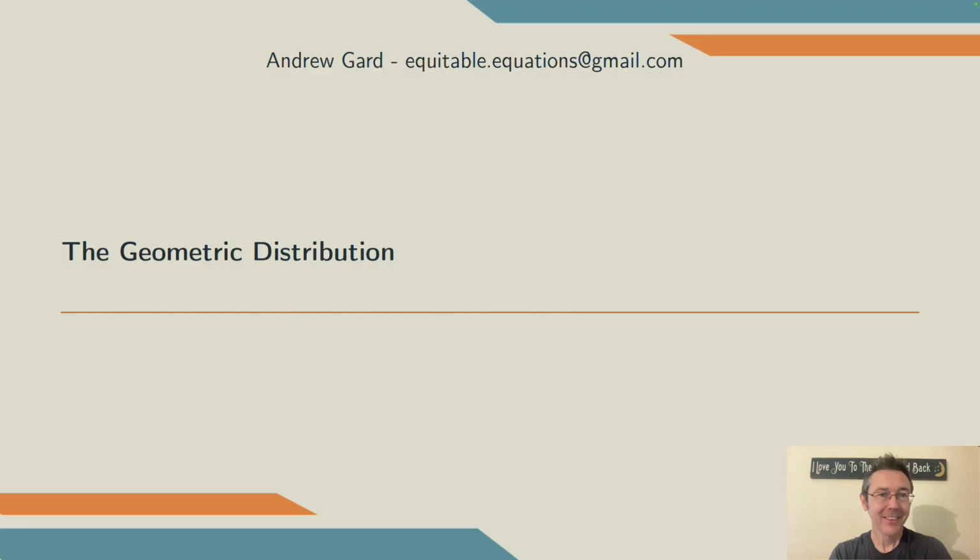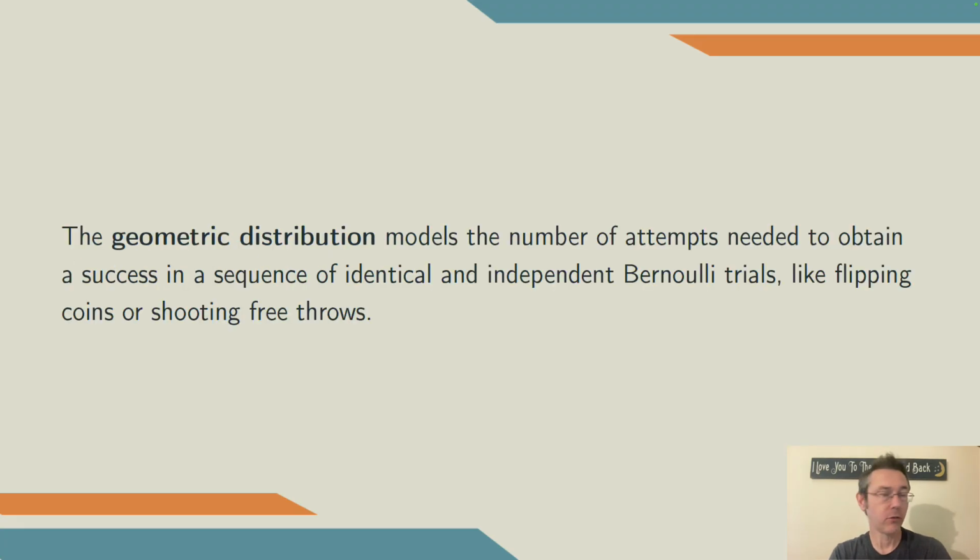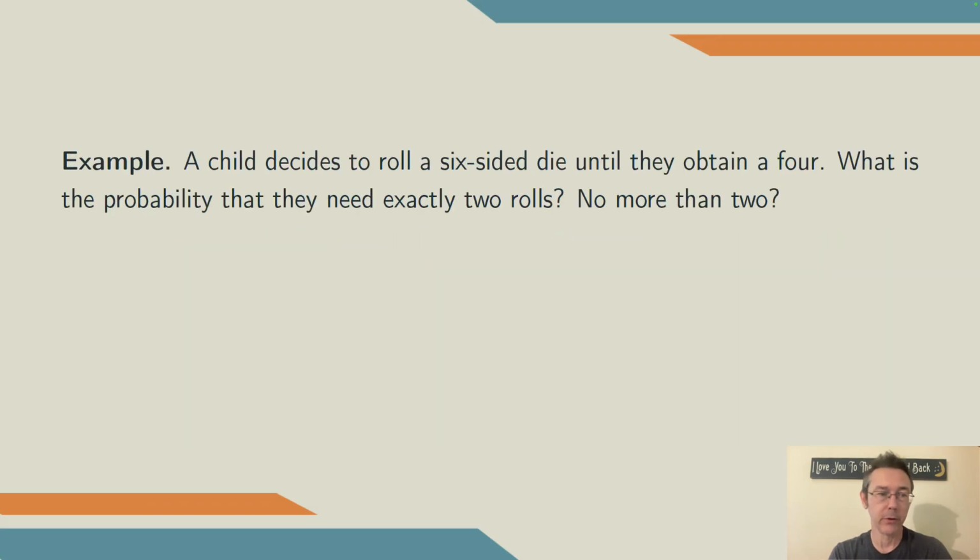Hey everybody. Today we're talking about the geometric distribution, which models the number of attempts needed to obtain the first success in a sequence of Bernoulli trials, all of them with the same parameter p. For instance, flipping a coin or shooting free throws. Let's start just by doing an example, and you don't need any theory about the geometric distribution to do this, so I recommend trying this on your own before advancing.